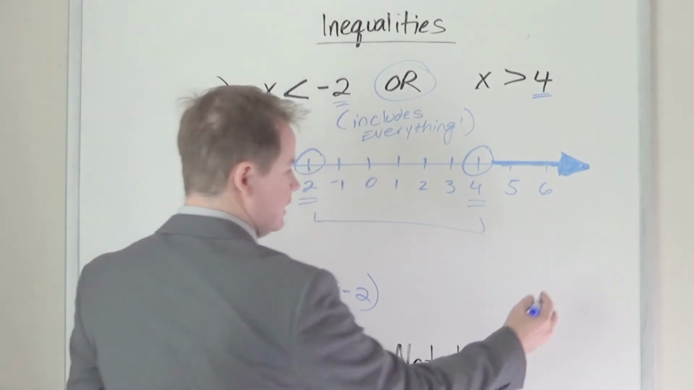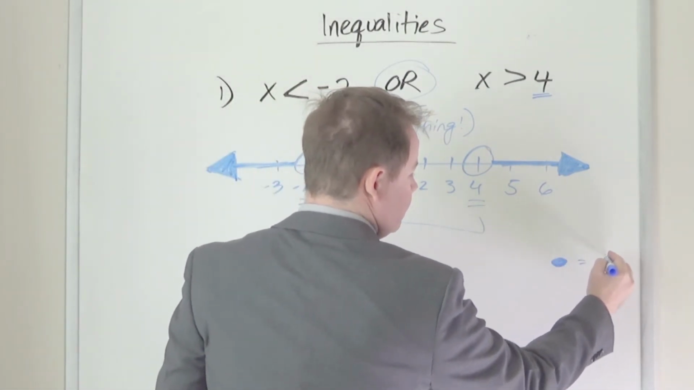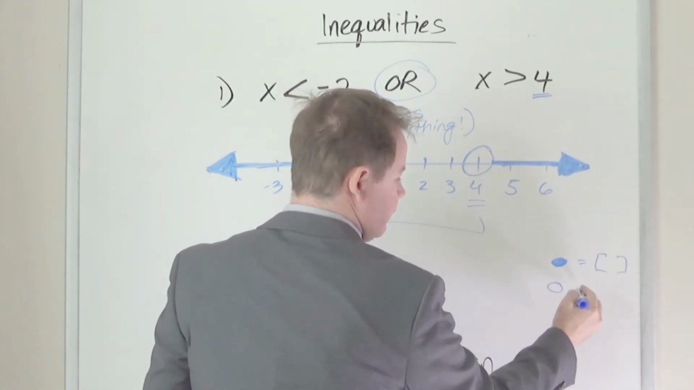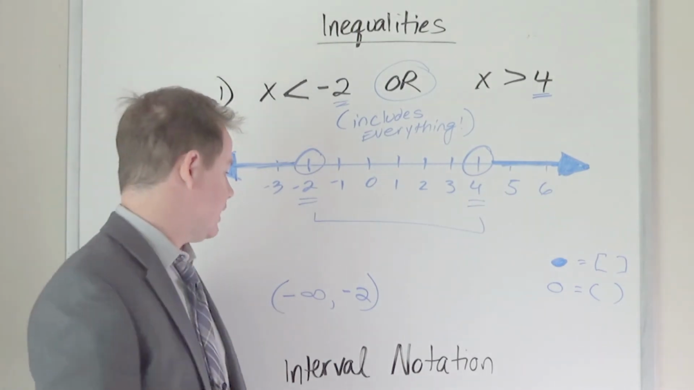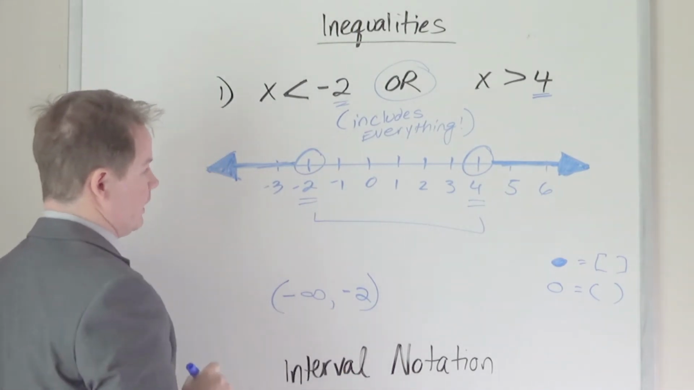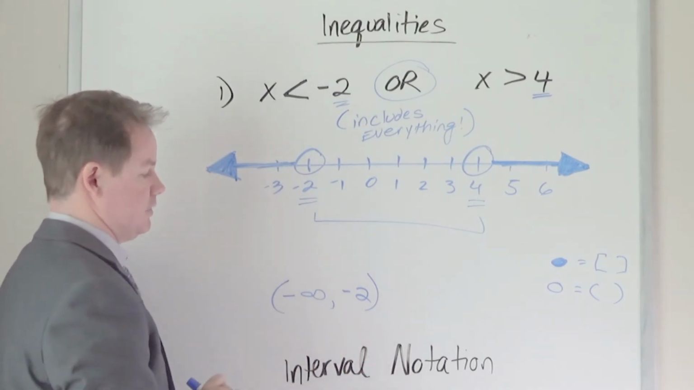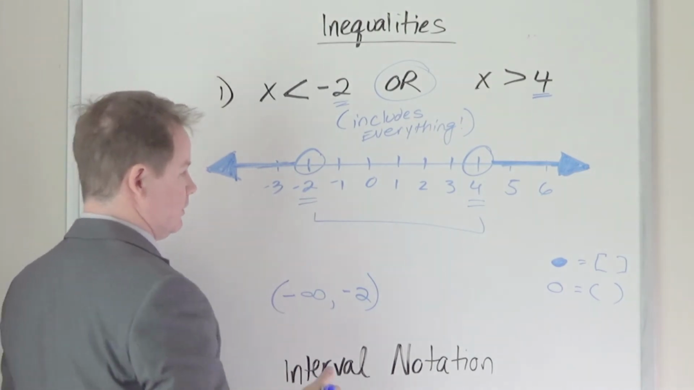A little key that I'll put over here: when you see a filled in circle, that means that you're going to use a bracket for your interval notation. And when you have an open circle, that's going to correspond to the parentheses for that value, because that means to us in interval notation that we are not including -2 itself. It goes all the way right up to -2, but doesn't include -2.